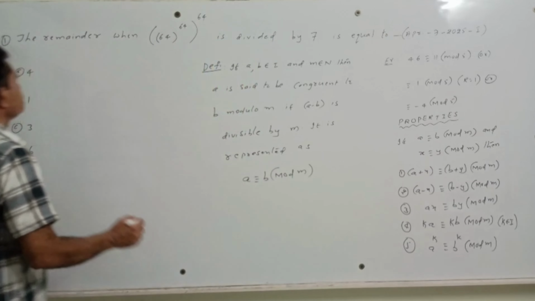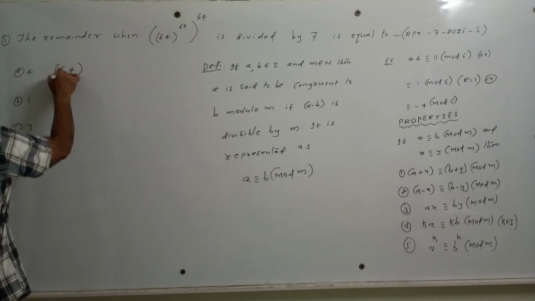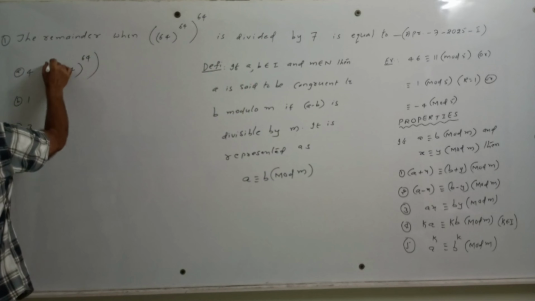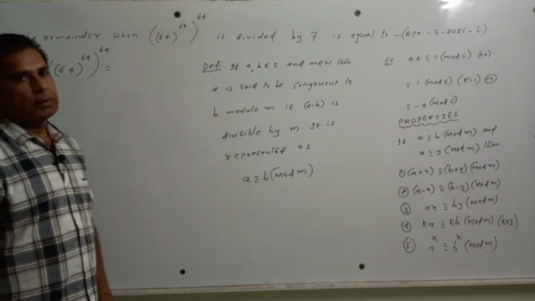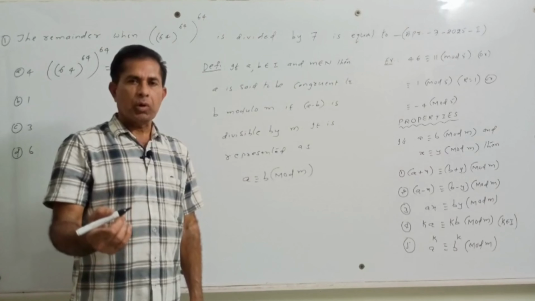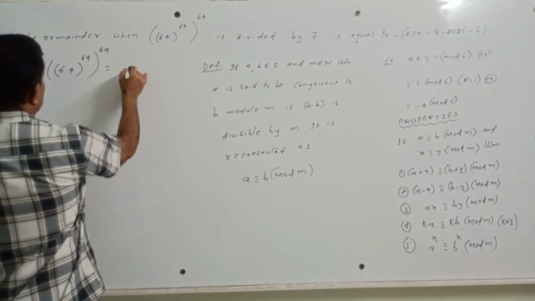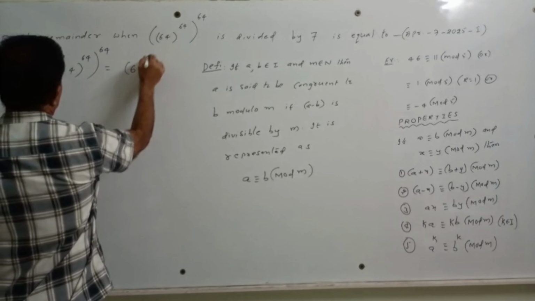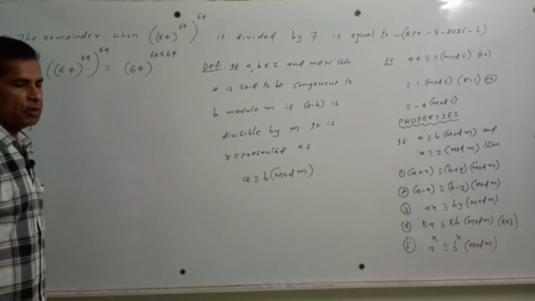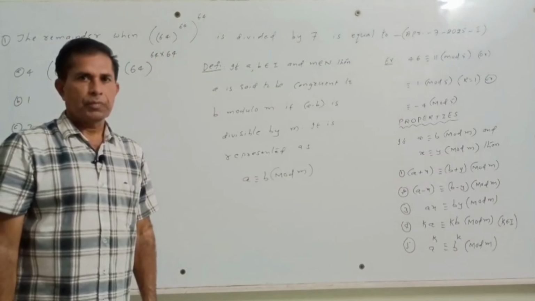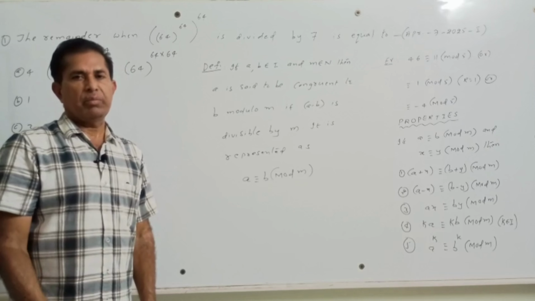See now. The given number is 64 to the power of 64, whole power 64. That is in the form of a to the power of m, whole power n, which is a to the power of mn. That is 64 to the power of 64 into 64. That is the given number. When this number is divided by 7, I have to calculate the remainder.